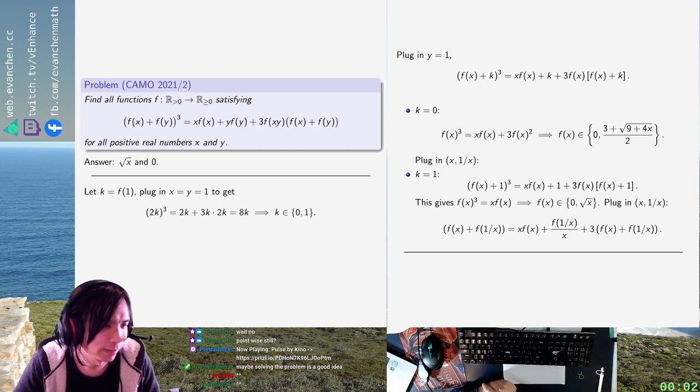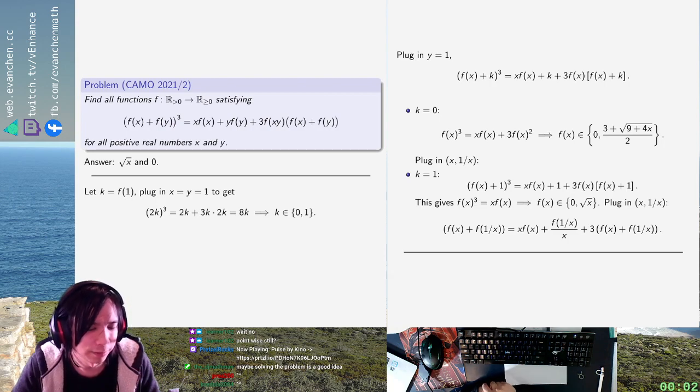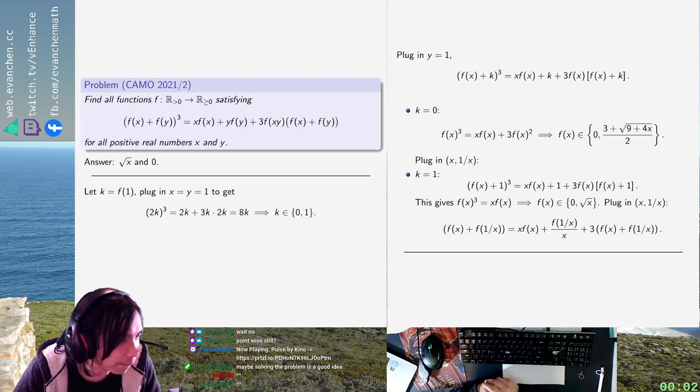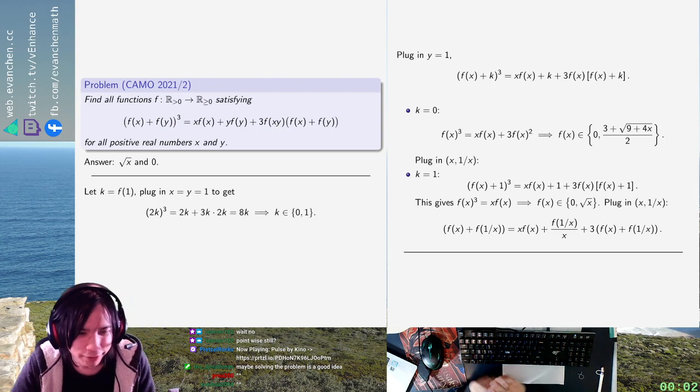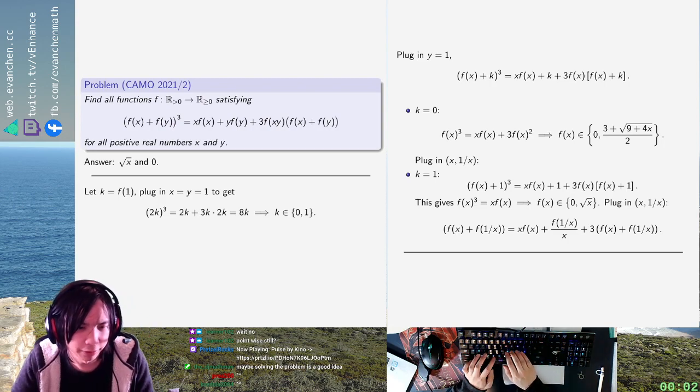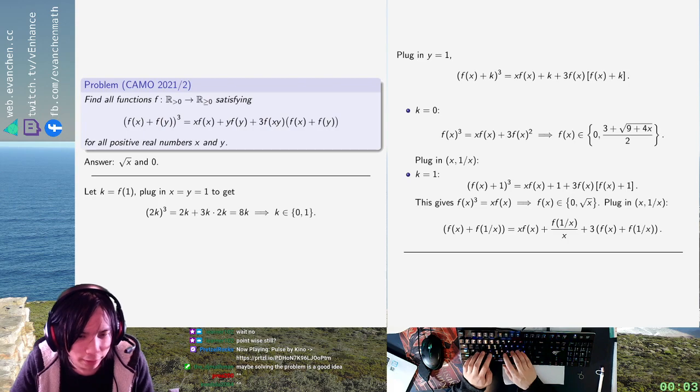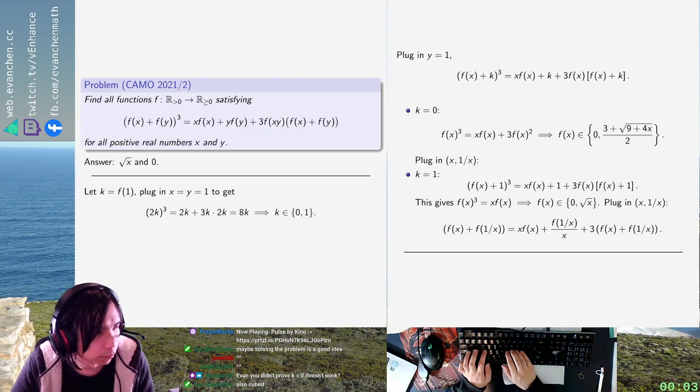Well, actually, is 0 consistent with this information? If the function is 0, but it's not, because we... Ugh, this sucks. Let's try the other one. This one might be easier, because we actually expect it to give you 0. Now plug in x over 1 over x. Well, actually, it's the same equation.